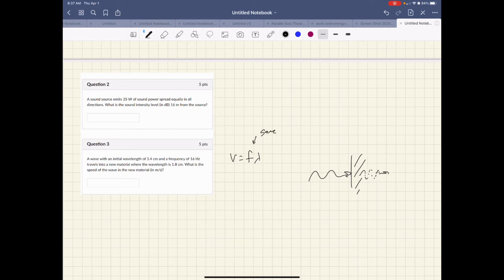So now that we know the new wavelength is 1.8 centimeters, we can figure out the speed of the wave just by using this formula. So v is going to equal 16 times 0.018. When you crank that out, you get 0.288 meters per second. And that is pretty simply how you do that one.